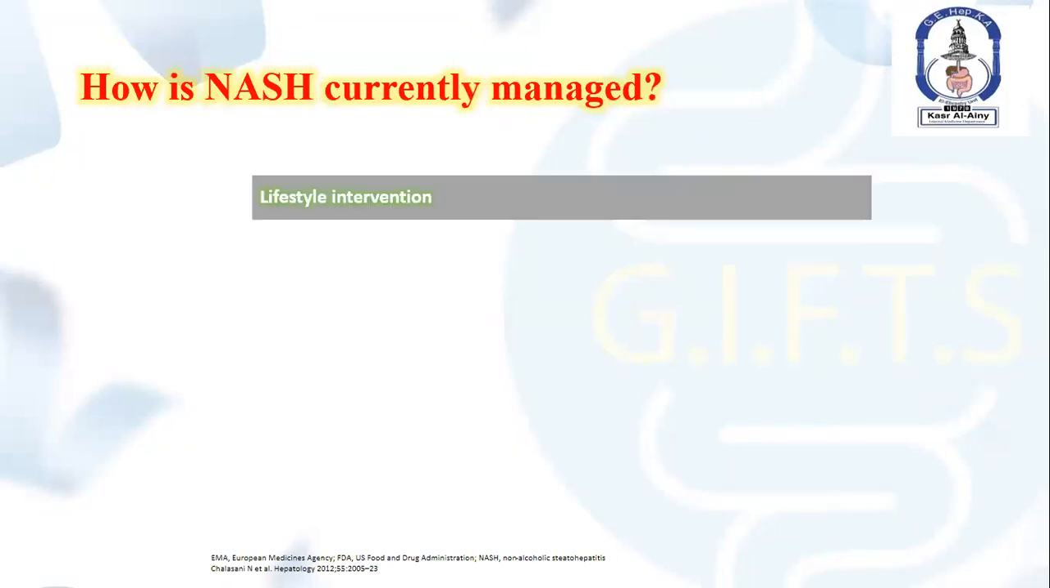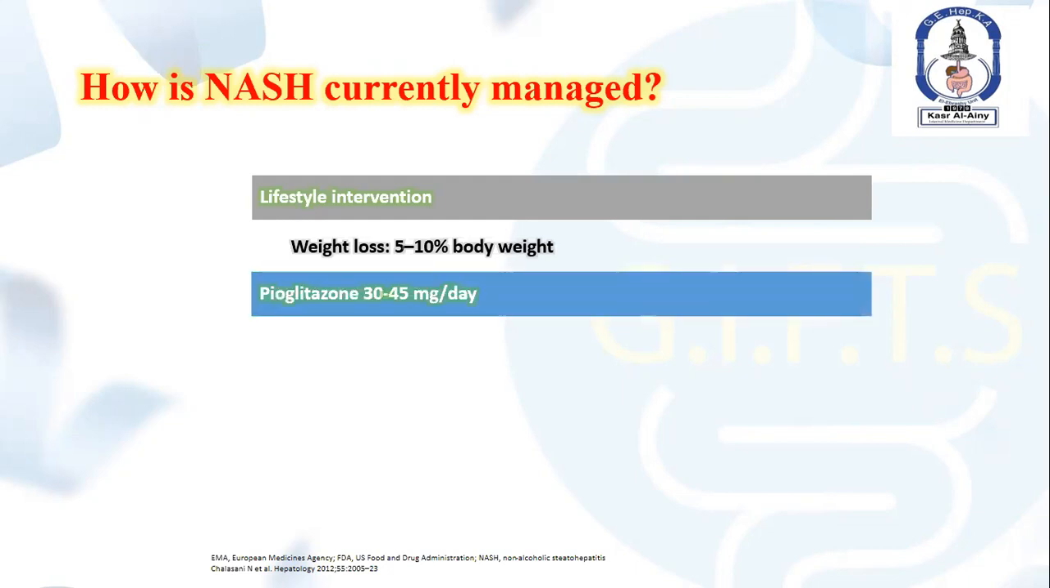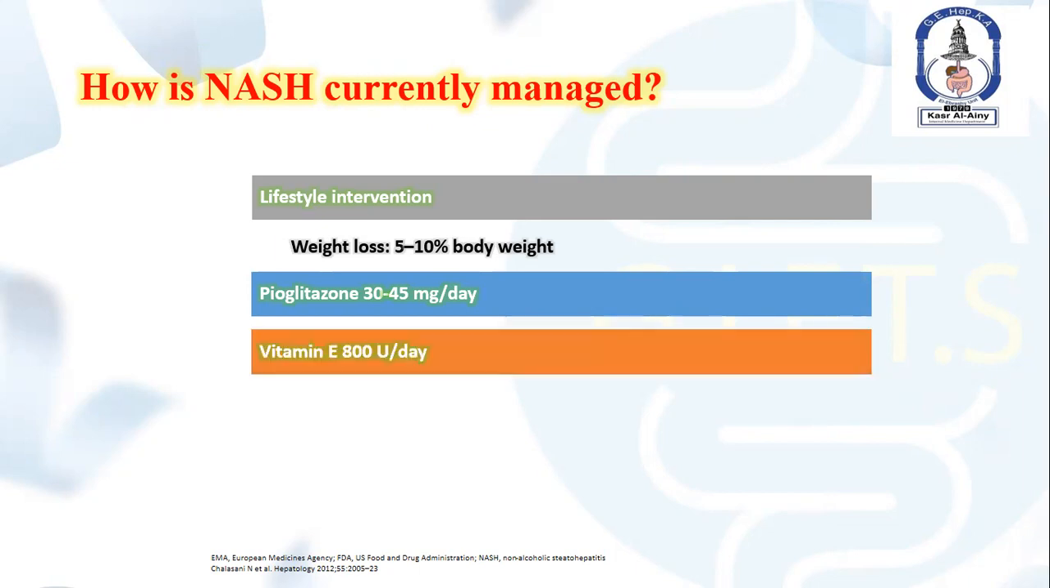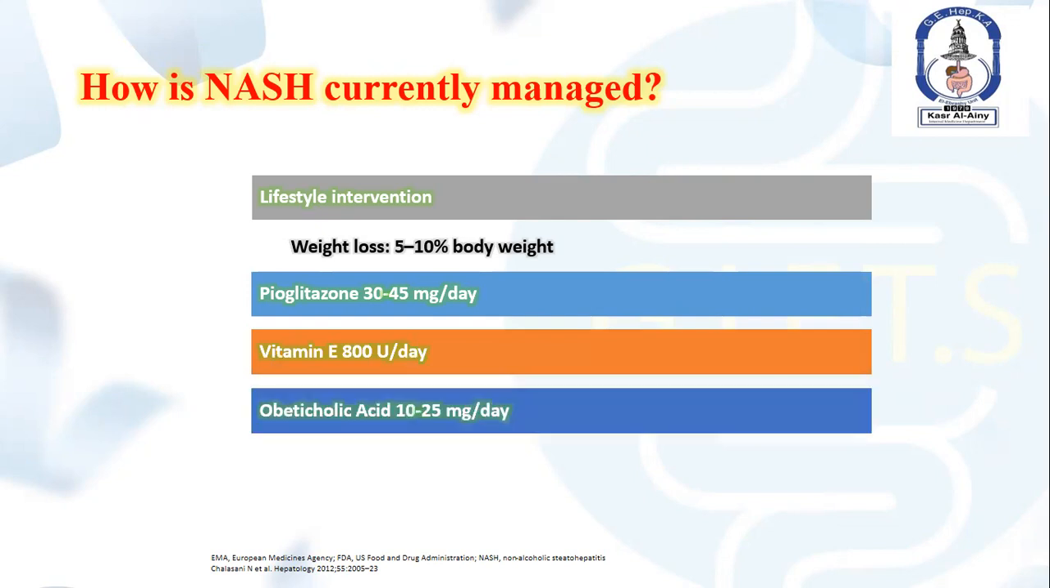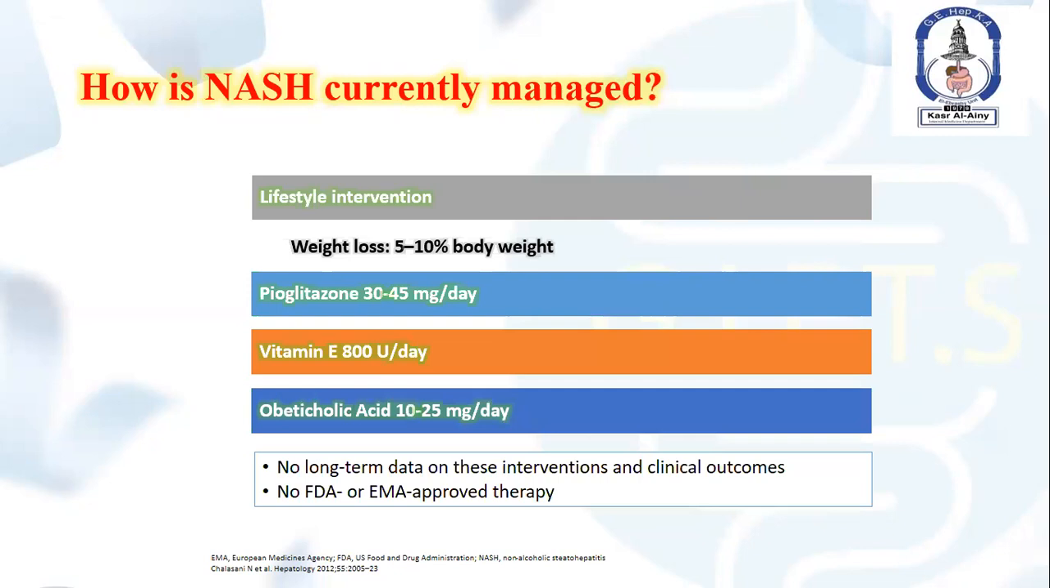How can we treat NASH currently? Mainly lifestyle modification: weight loss of 5 to 10% of body weight, along with exercise of about 150 minutes per week. Some anti-diabetics can be used, like pioglitazone, and vitamin E, but not in diabetics. Obeticholic acid has so many concerns because it increases cardiovascular risk, so it is now omitted, banned, and not recommended.